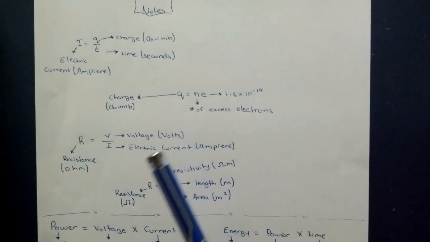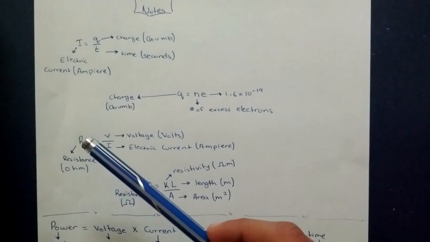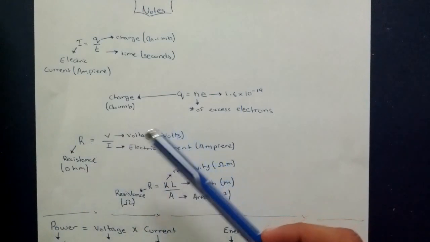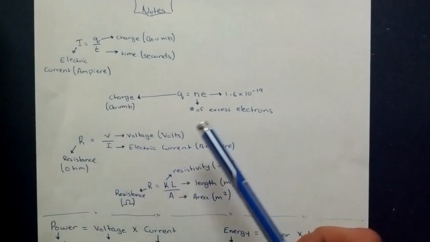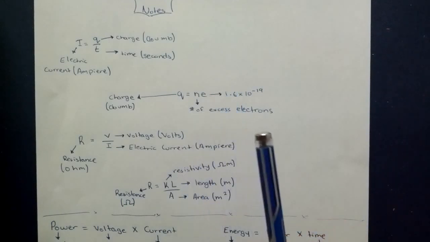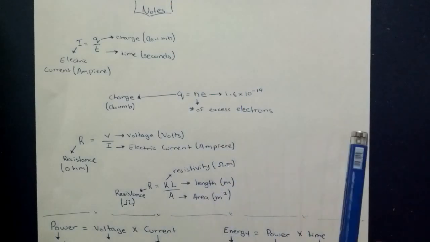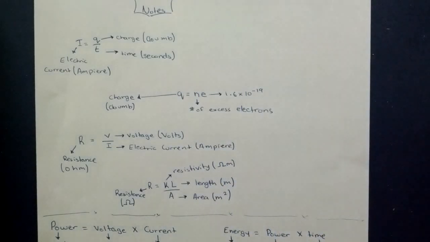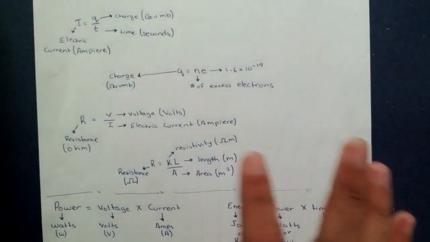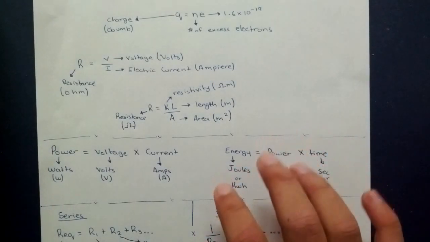Next is called Ohm's law, where R, resistance, equals V over I. V is voltage, which is measured in volts, and I is electric current, like I said earlier, which is measured in amperes or amps. So those are three important formulas. There's more. I'm sorry, but there's more.